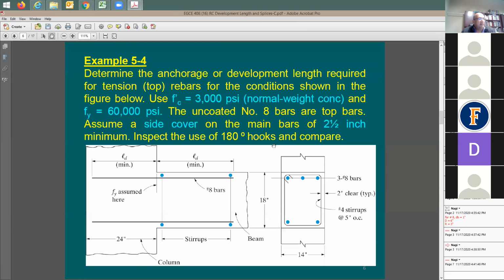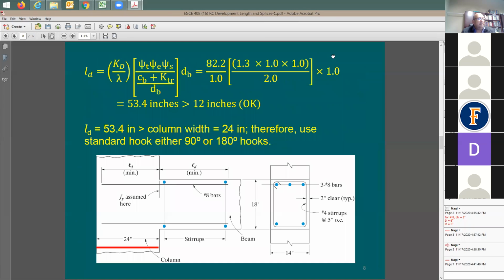Now for this example, for the straight development length, we know this equation. It says here 53. Finally, I'm going to be using maybe 54 inches. Now this gives me the end of the column here, right? This is the end of the column. You see where the column ends? This is our column in the picture. The column length was actually 24 inches. Now it says this development length is going to be equal to 53.4 inches, so like 54 inches.